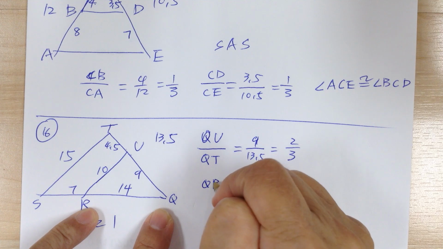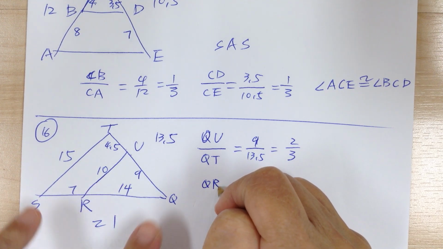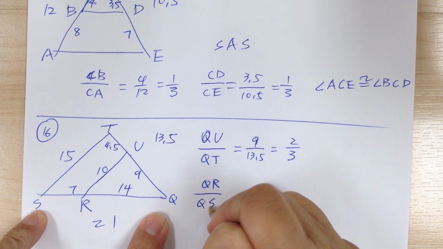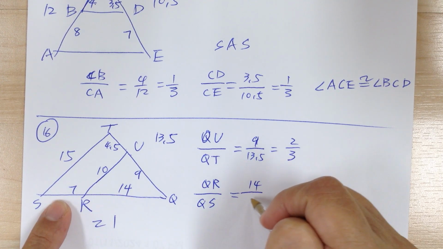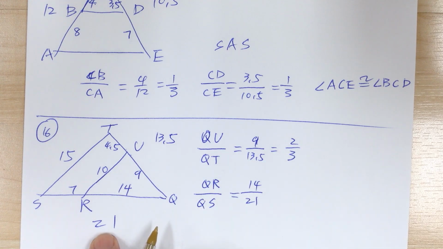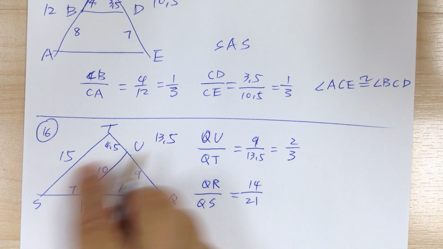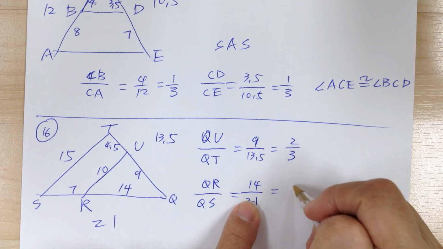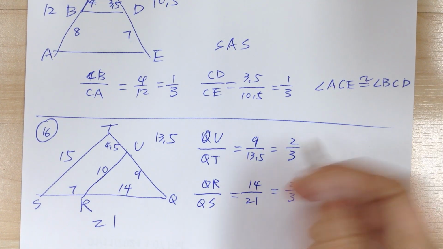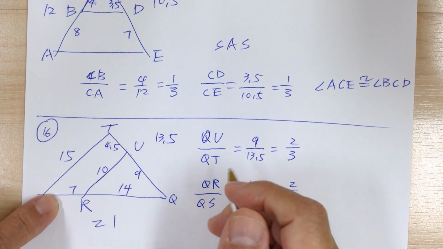So I got QR, the small triangle, over the big triangle, QS. So equal to 14 for the small triangle over 21. Now you see that's the reason that whenever I give you partial length, we automatically just do the total length. And you can divide by 7, you get 2 over 3. Okay? And then do the other side.